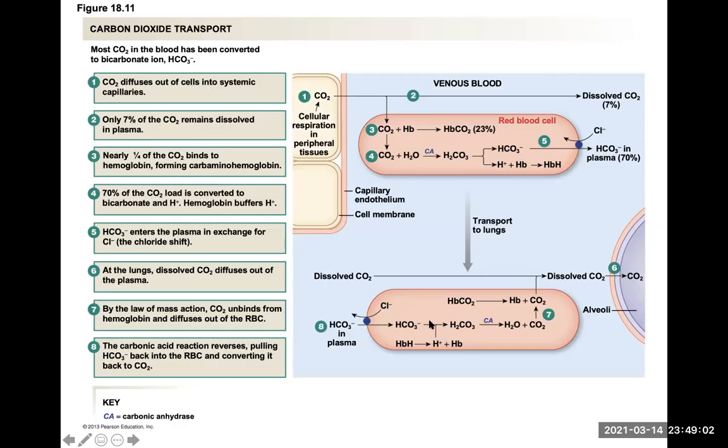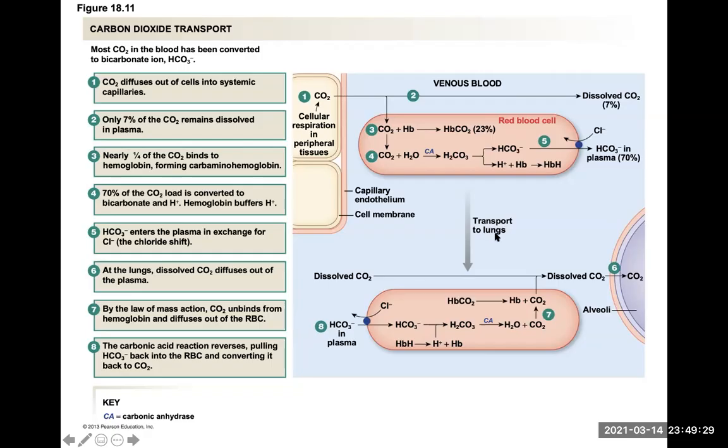So the second shift is at the lungs. This is when the venous blood reaches the lungs. The reverse reaction is going to take place that occurred in the systemic capillaries. So first is the bicarbonate is going to have to enter the red blood cell. So bicarbonate goes into the red blood cell as the chloride exits. So chloride goes out, bicarb goes in. This is going to be called the chloride shift at the lungs, right?